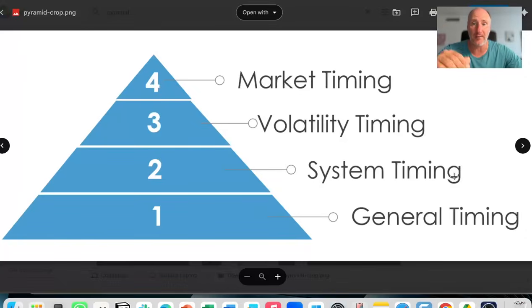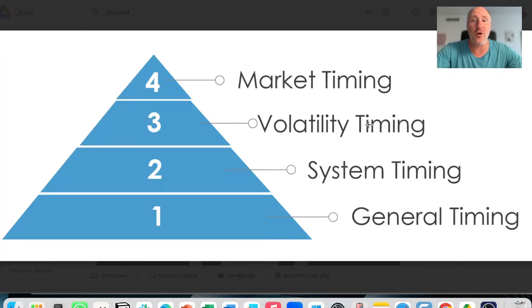I already explained that. That's what most traders do. That's where most traders focus only and only on this element, this level, which is very wrong. You need to take into consideration all the levels. So once we fine-tune the system timing, the next one is volatility timing.